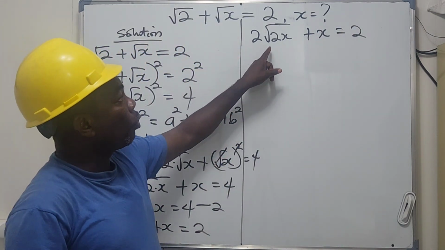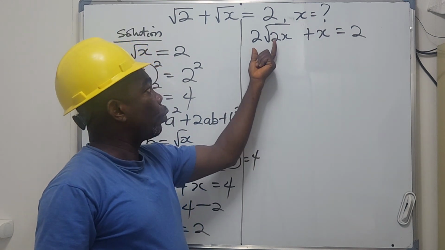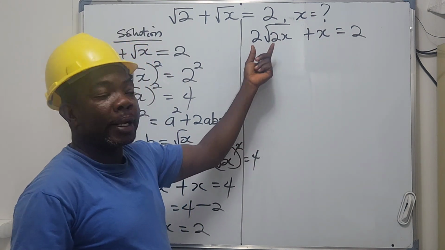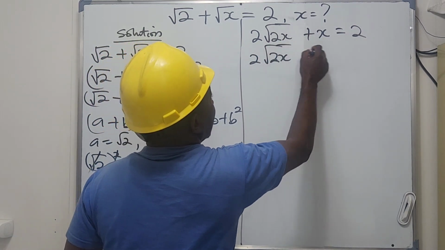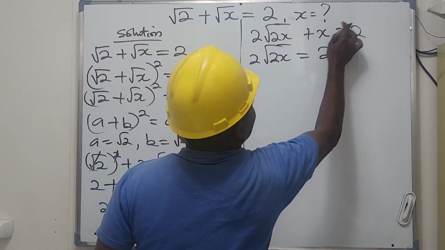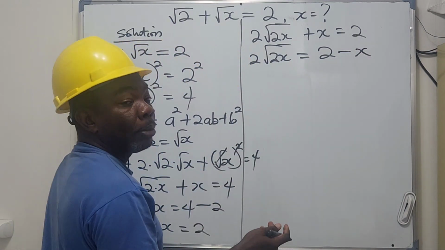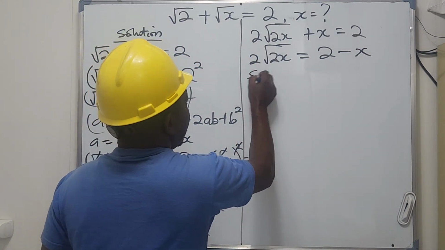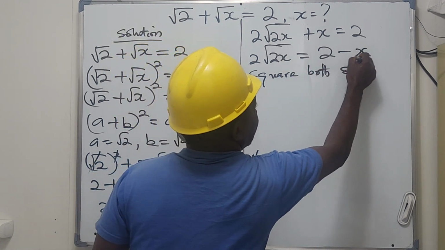Before we do that, what we are going to do is move x to the right hand side so that we will be able to evaluate the radical. So here we will have 2 root 2x equals 2. When x transposes to the other side, it becomes minus x. So in this case, we'll be able to square both sides.